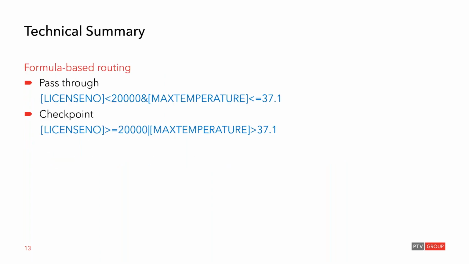Formula-based routing was assigned where the logic is based on attribute condition, vehicle origin, and temperature. Based on this logic, vehicles either pass through or detour to the checkpoint.